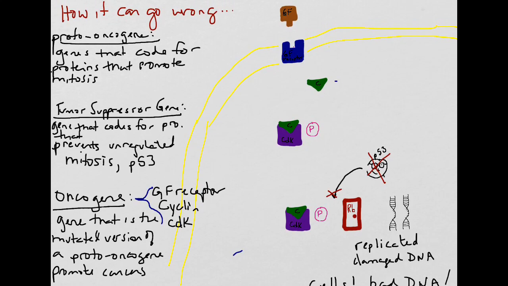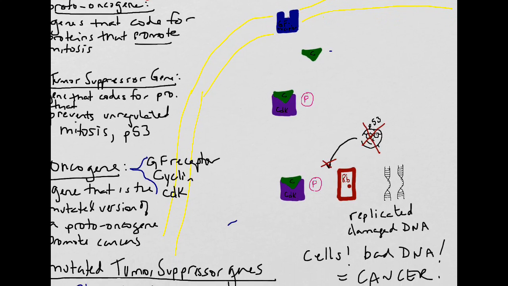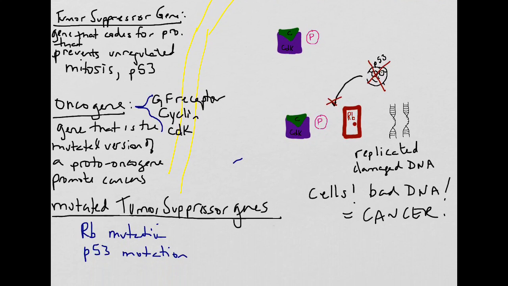We have to remember that the good guys are the proto-oncogenes, which promote mitosis, and tumor suppressor genes prevent unregulated mitosis, and that mutations can cause changes in those so that we end up with oncogenes, things that are turned on when they shouldn't be, and mutated tumor suppressor genes, ones that can't do their job. The door is not locked, RB is not a locked door anymore, and P53 can't stop replication of bad DNA, and you end up making copies of cells that have bad DNA, and that is what cancer is.